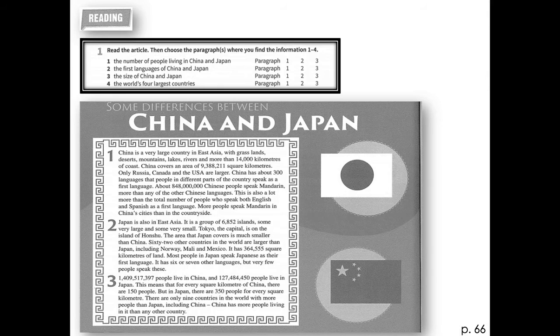Most people in Japan speak Japanese as their first language. It has 6 or 7 other languages, but very few people speak these. Paragraph 3.